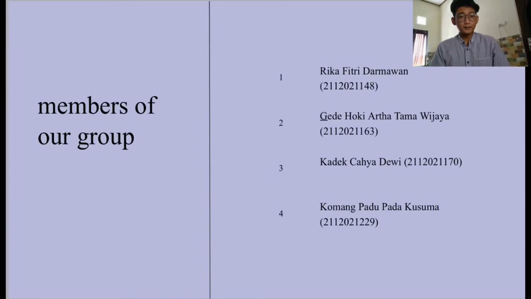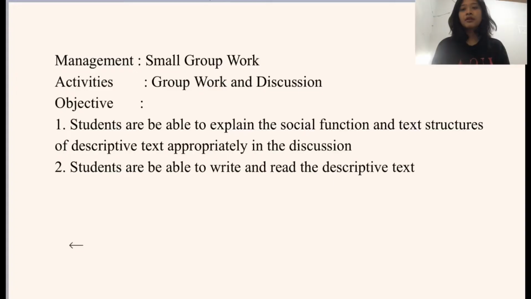Okay, the next material will be explained by my friends. In management, we choose small group work. And for the activities, we have group work and discussion. So this is the objective. The first one is students are able to explain the social function and text structure of descriptive text appropriately in the discussion. And the second one is students are able to write and read the descriptive text.